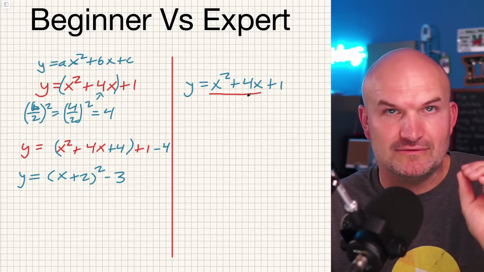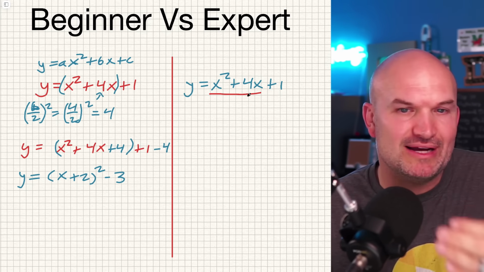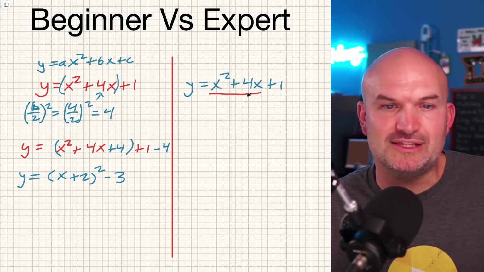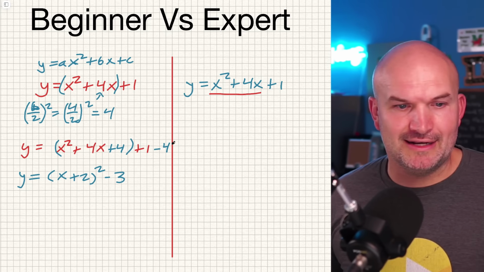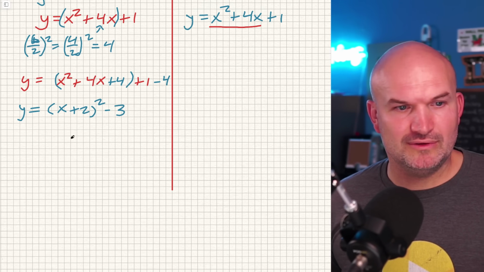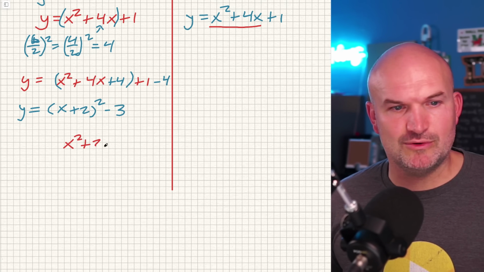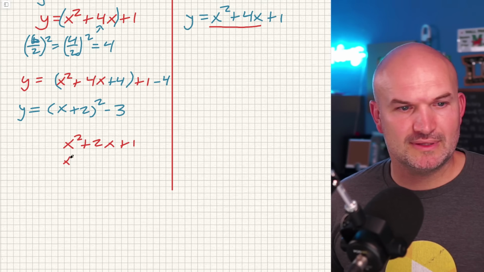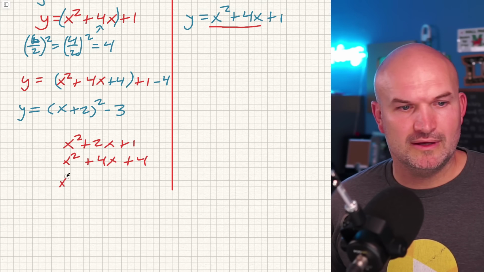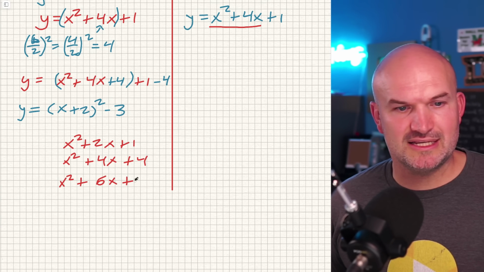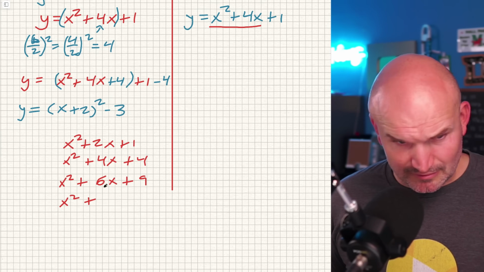Hopefully you recognize, and the reason you get to this point is, when you complete the square over and over, you're working with perfect square trinomials. And if you want me to just write them down for you, let's go through them. x squared plus 2x plus 1. x squared plus 4x plus 4. x squared plus 6x plus 9. x squared plus, what am I at?